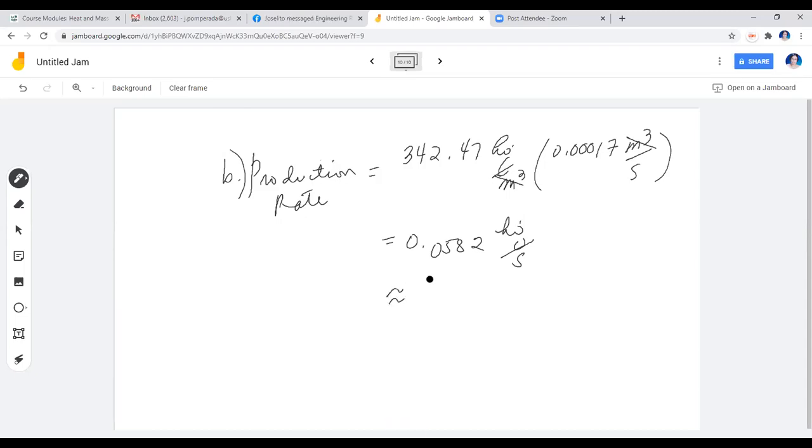But if we change this to hours, we multiply this by 3,600, then it would not be as small. So per hour, our production rate is 209.59 kilos per hour. So not bad. 209.59 kilograms per hour of crystals. Now we go to letter C.